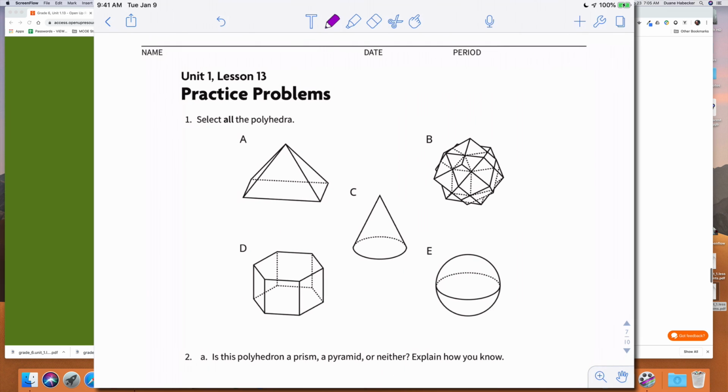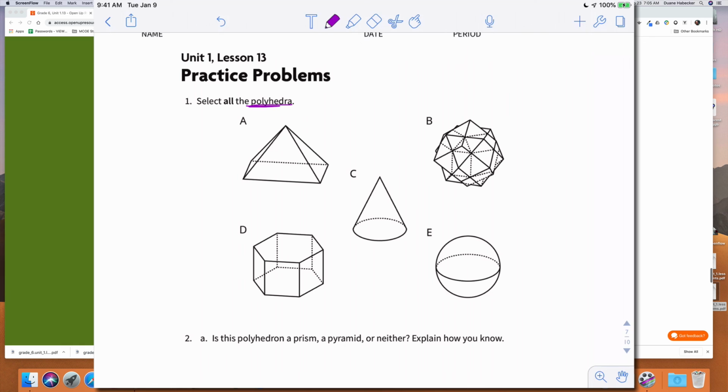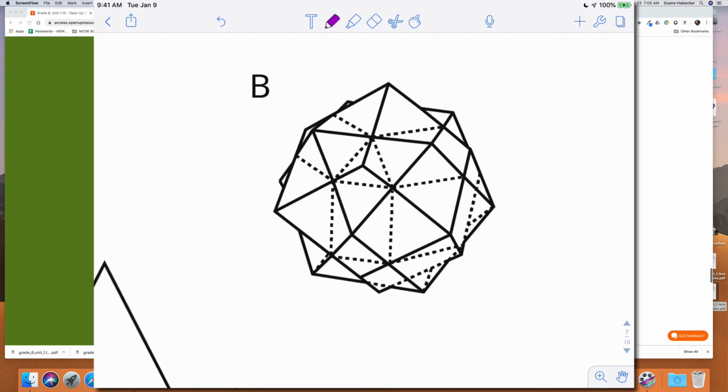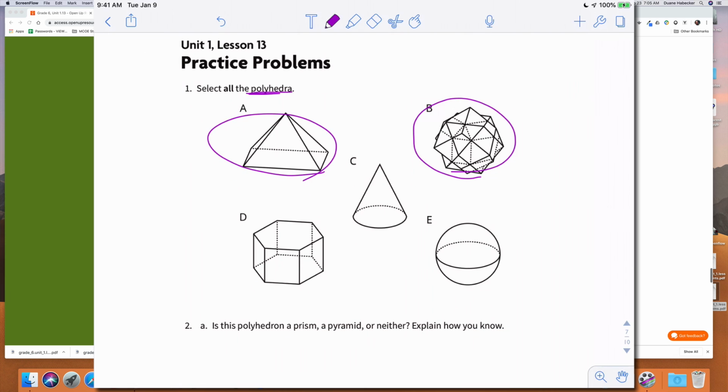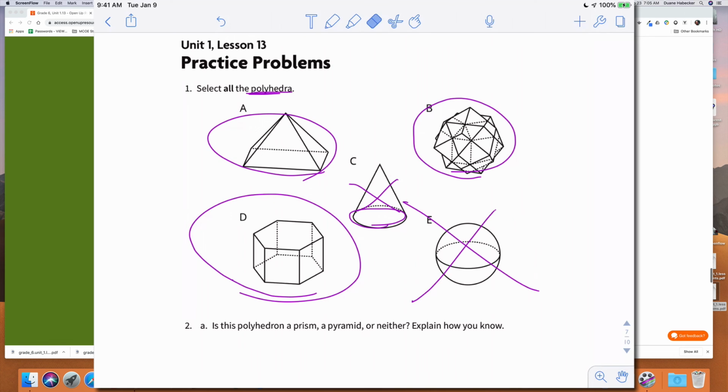All right, now let's do a little bit of practice. Select all the polyhedra. All right, remember what a polyhedra is? It's got to have vertices. It's got to have straight edges, no curves, and it's got to be closed. So this is a polyhedra. Man, this is kind of busy, but it looks like everything is straight. It looks like it's closed. It looks like it's all a polyhedra. That's a polyhedra. That's not a polyhedra because we got some curviness going on. And that is definitely not a polyhedra, because it's got some curves.